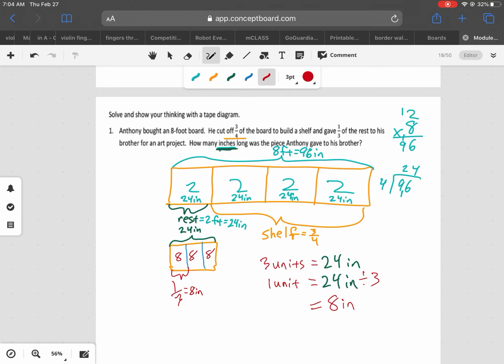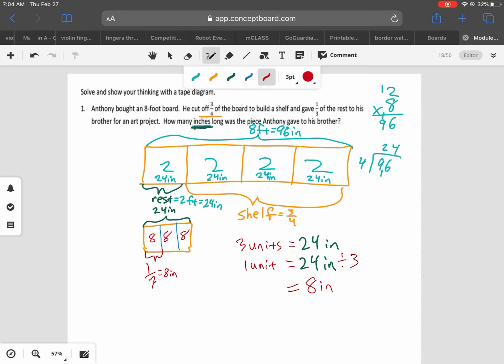All right, so the question said, how many inches long was the piece that Anthony gave to his brother? He gave his brother an 8-inch board. All right, so I did that one.